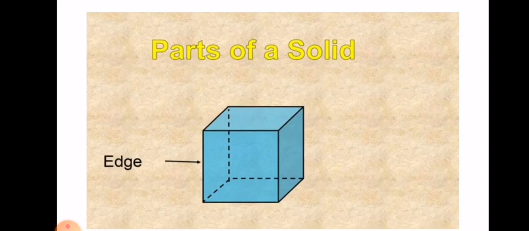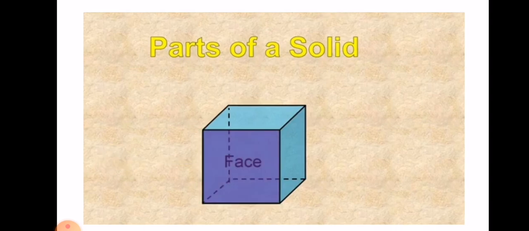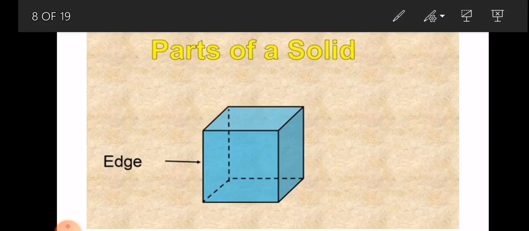The second part for the solid figures is the edge. The edge is the same as the side, but the side we call it for the flat shapes. On the solid figures we call it an edge. So the edge is this line. When two faces meet together, this face and this face which is inside, they give me a line. This line we call an edge.